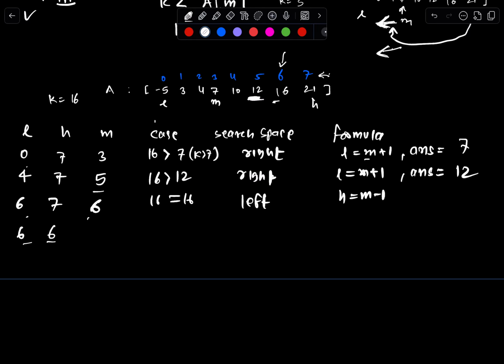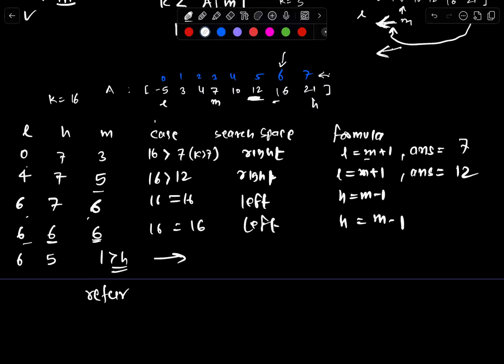6 and 6, the middle element is 6. So 16, again, this is the same. So 16 equals 16. Now go to left. H equals M minus 1. Now L remains the same. H is 5. Now here my L is greater than H and my condition comes out of the loop and we will return the answer, which is 12. And this is the answer.